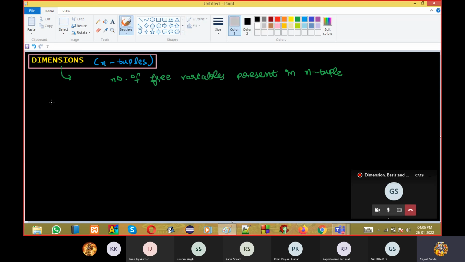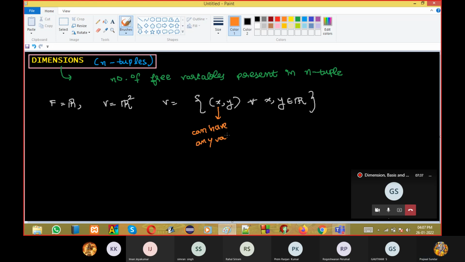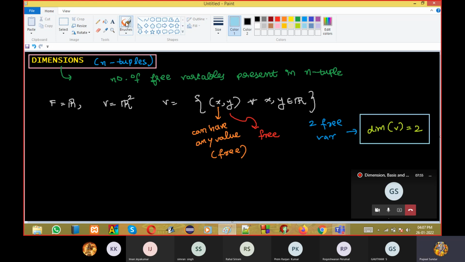Okay, listen carefully. Suppose I am taking the field as real numbers and the vector space as R squared. Then I can write the vector space like this: x comma y for all x comma y belonging to real numbers, correct? Now please try to visualize. x can have any value, so I am saying that it is free. Similarly, y is also free, correct? Now can you tell me how many free variables are there? There are two free variables. So I can say the dimension of the given vector space will be 2. That's it. Understand? Is there any doubt?